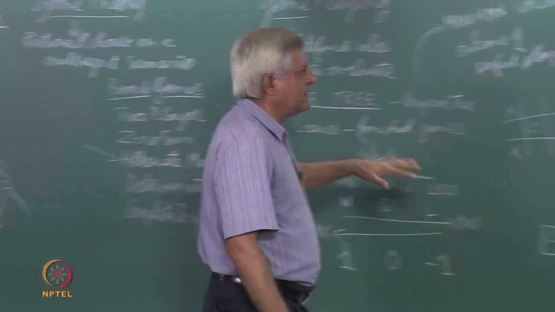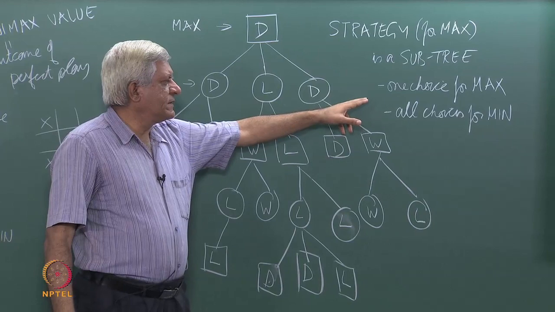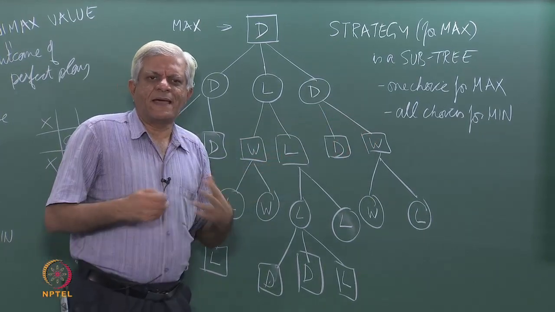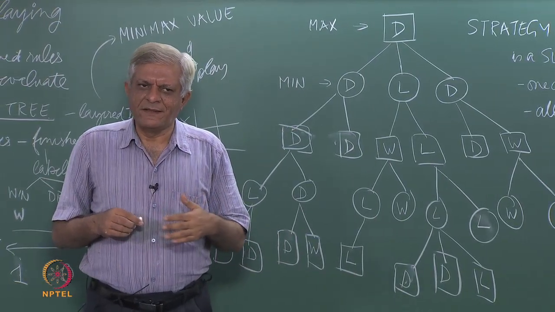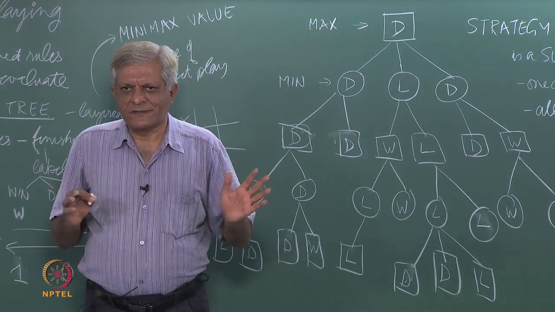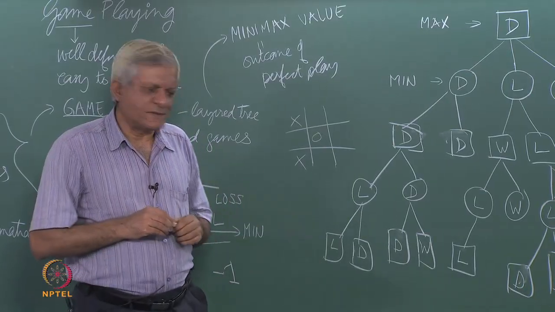So, that is why the strategy is a subtree that we construct by making one choice for max and all choices for min. Why all choices for min? Because it is max's strategy and max does not know what min will play. So, max has to account for or cater to all of min's choices. So, the strategy must consider all of min's choices.